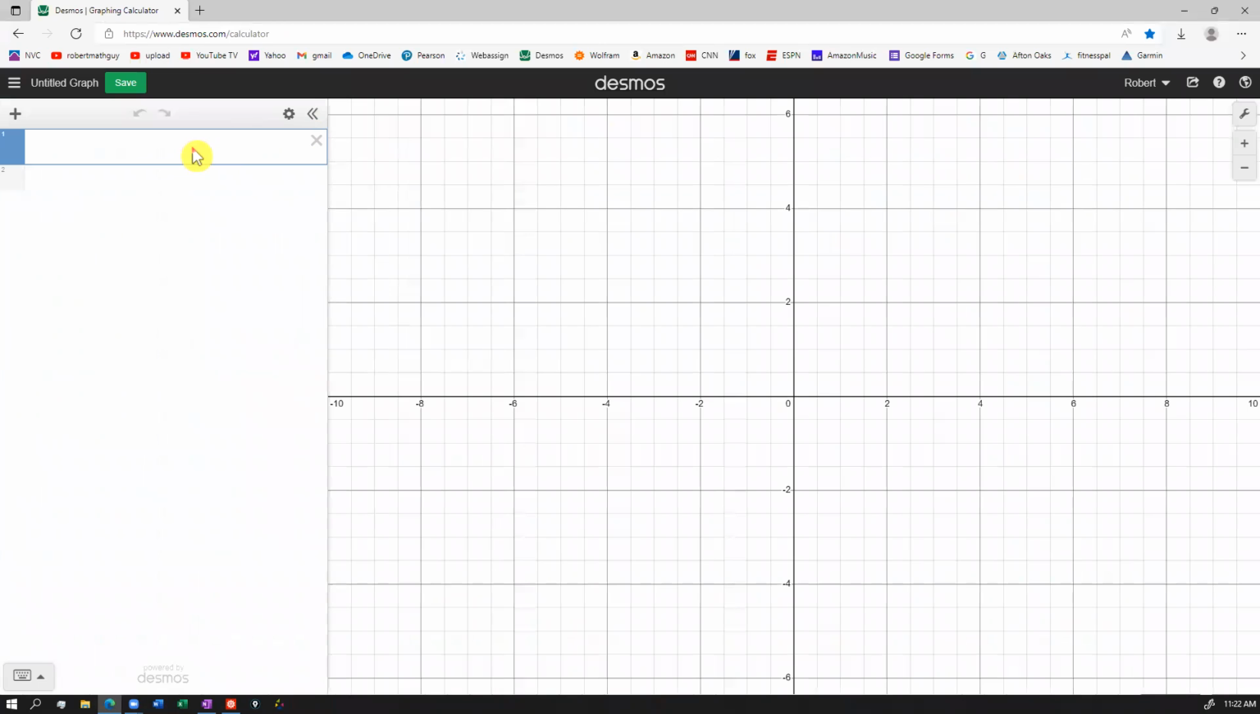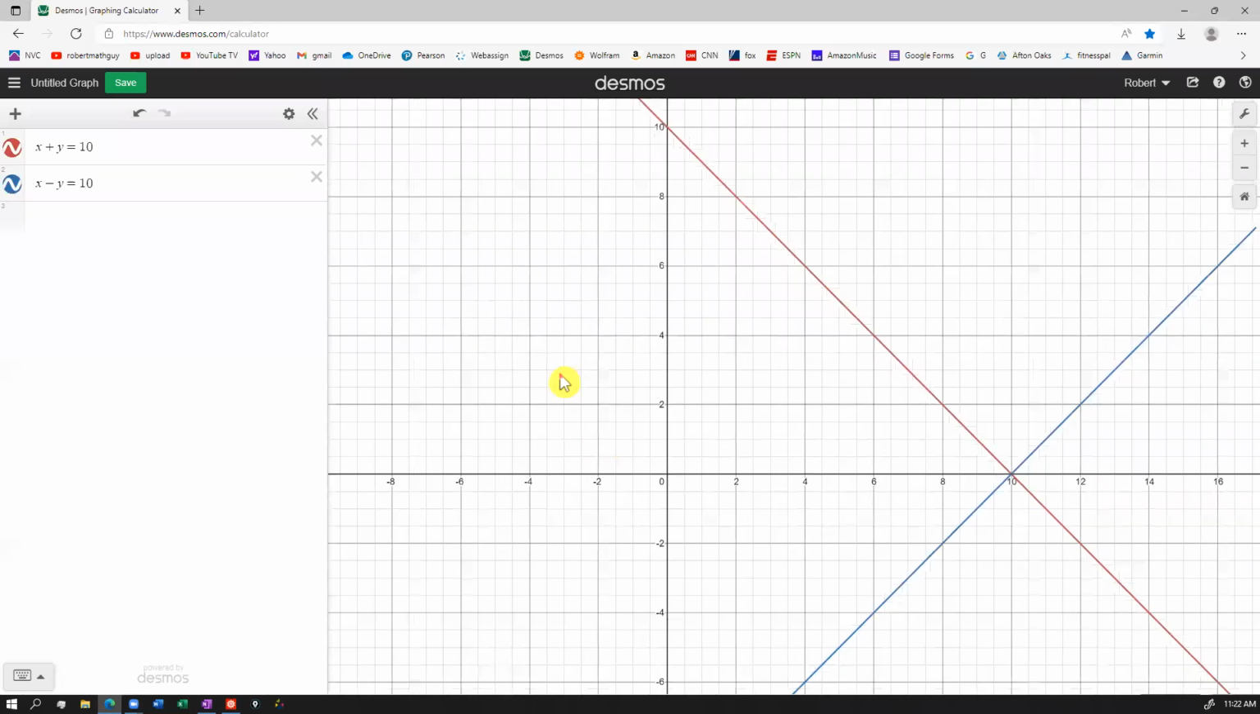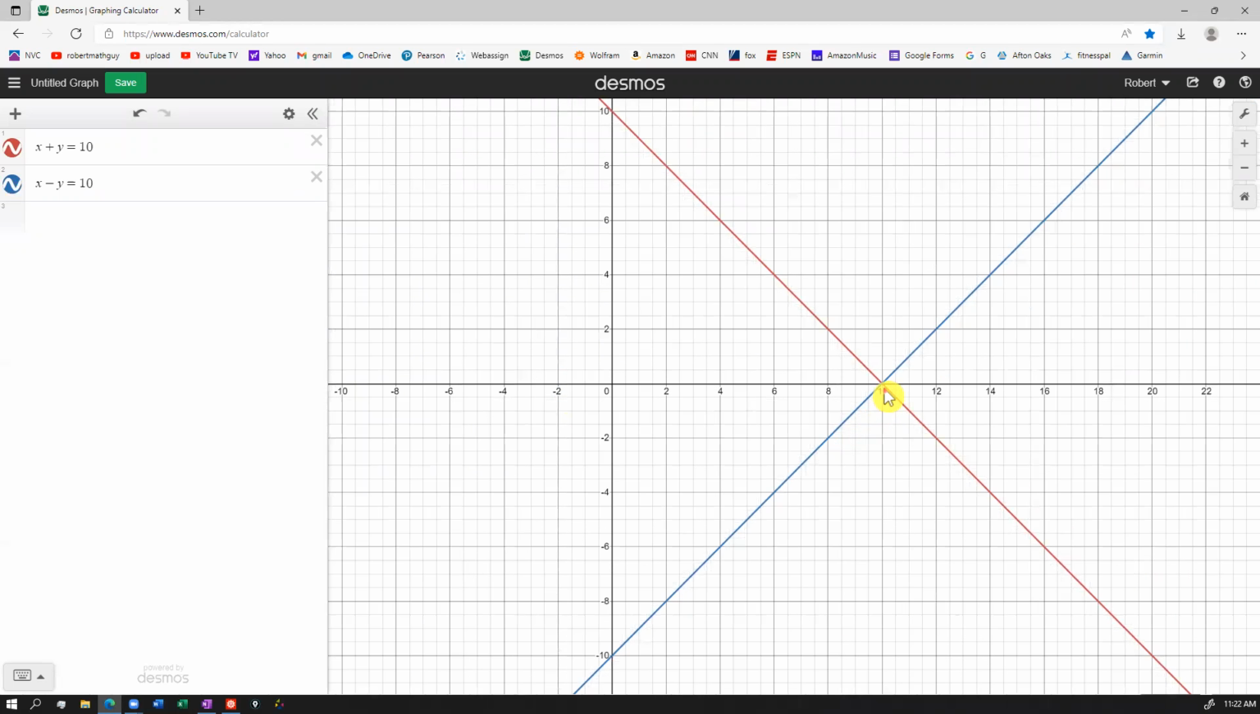So let me graph these using my computer. If I do x plus y equals 10, there's the graph of x plus y equals 10. And then if I do x minus y equals 10, there's the other line. Do y'all see where they hit each other? What's that point right there? 10, 0, right? Which is the point you came up with.